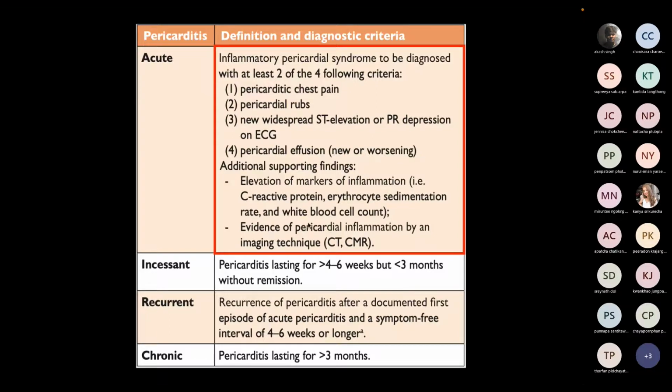Other than that, there may be supporting findings like CRP or ESR, inflammatory markers, increased, and if we use CT or MRI, sometimes we can see it as well. So 2 out of 4 criteria, and that's for acute. For chronic, it has to have happened for longer than 3 months.